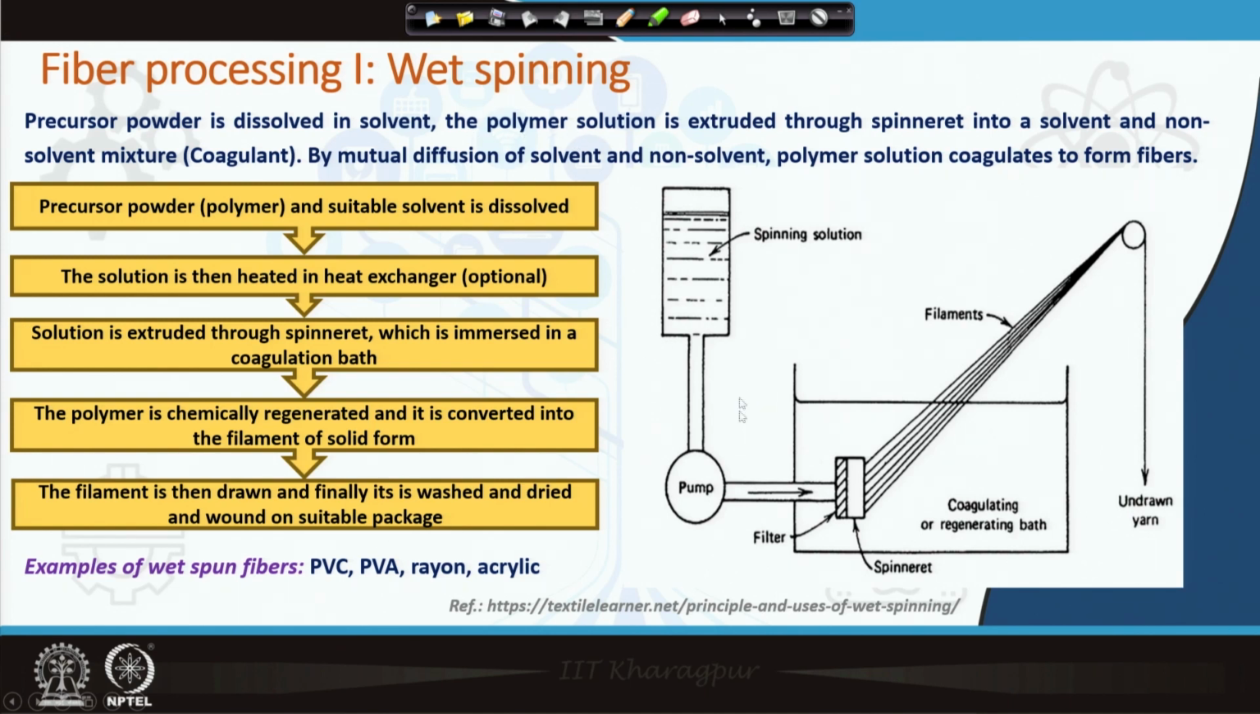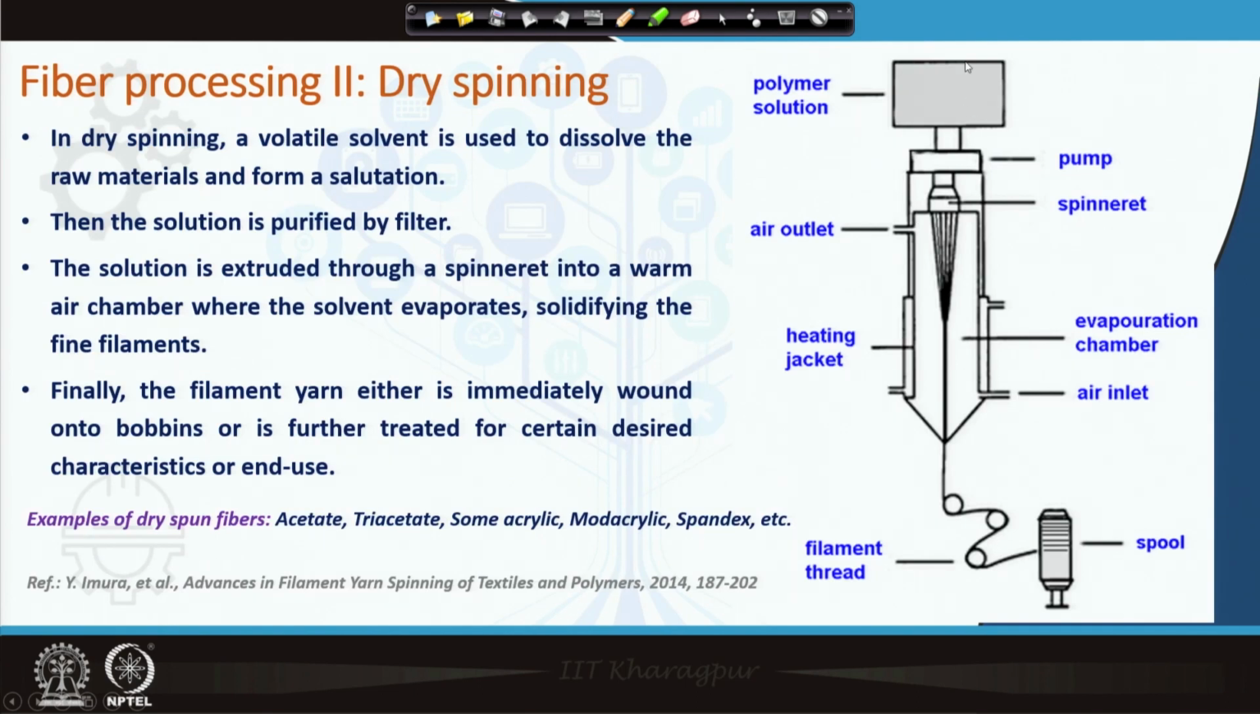In dry spinning, the method is similar. However, the coagulation bath is missing here. You can see in dry spinning, again you make a solution out of the precursor, and then through the spinneret it comes out at a very high velocity. Where does it go? There is a chamber. In this chamber, you have a heating jacket which increases the temperature of the chamber, and that leads to evaporation of the solvent, and you get solid fiber.